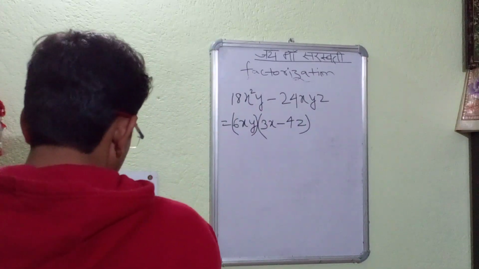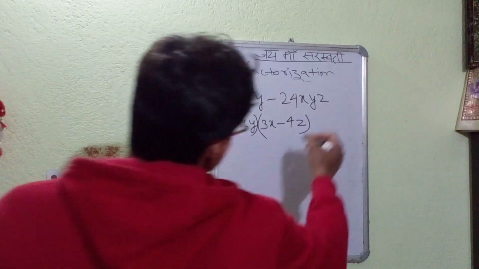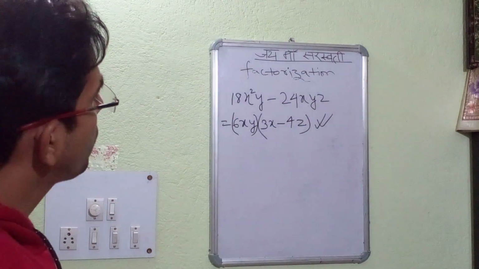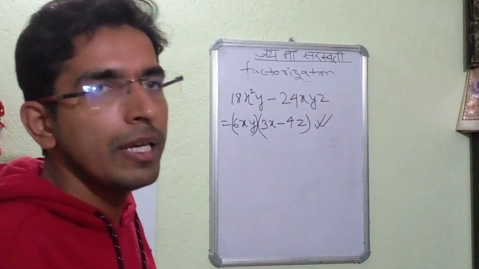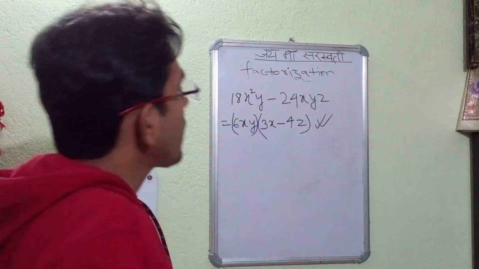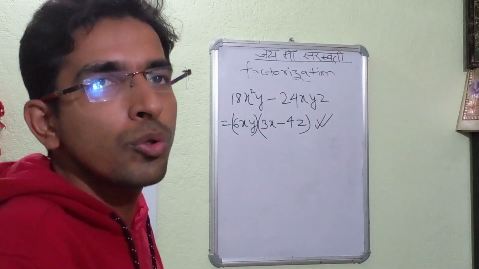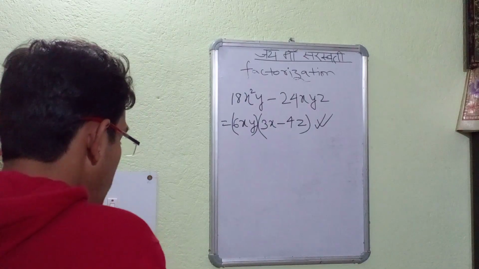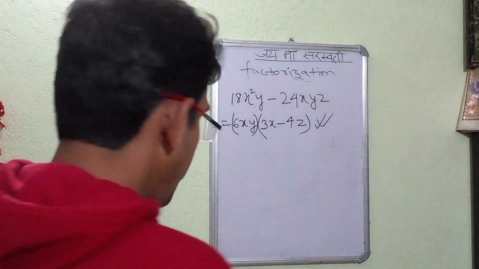If we check the solution here, we will get this as a factor. So this is the basic thing, 6xy and 3x minus 4z. These are the two factors of this particular expression. If we divide with these factors, we get the remainder as 0. This is the simplest numerical we have taken to make our concept clear. We will take some more simple examples, which will help make our concept easier.